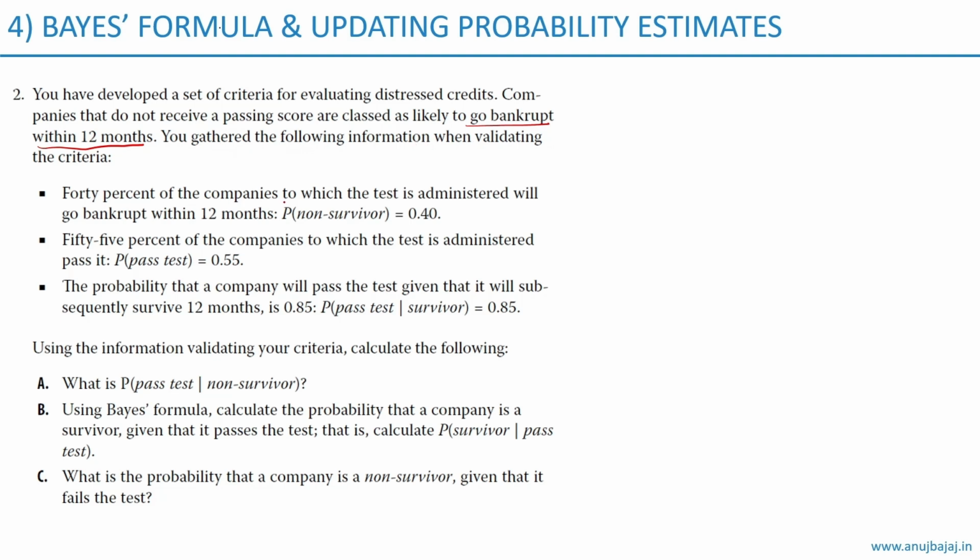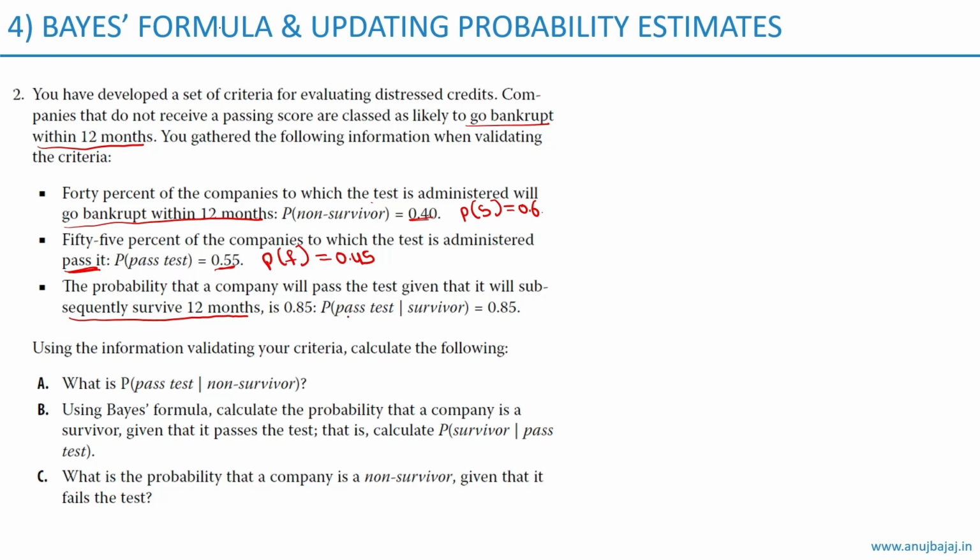So 40% of the companies to which the test is administered will go bankrupt within the next 12 months. So the probability of not surviving is 40%. So the probability of a company surviving is 60%. And 55% of the companies to which the test is administered have passed the test. So the probability of any company passing the test is 55%. So the probability of a company failing the test is 45%. The probability that a company will pass the test, given that it will subsequently survive the next 12 months.